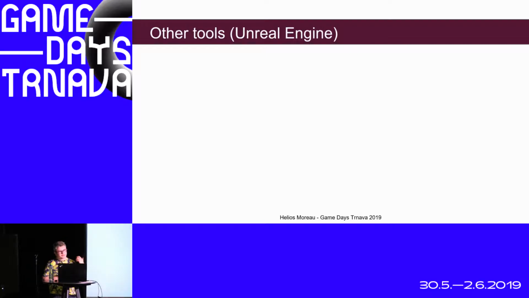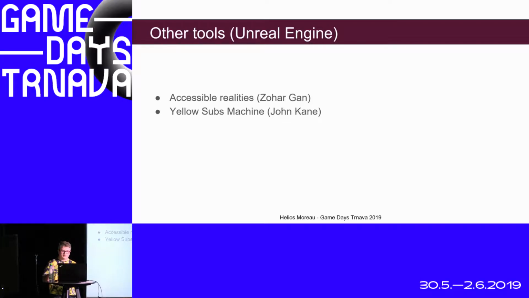I'm going to give you some other examples of tools and plugins now, on Unreal Engine. A lot of people started developing plugins for game engines, actually. To give you some examples, someone developed a plugin to make games accessible for blind and low vision players, called Accessible Realities. There is also a tool called Yellow Subs Machine, which helps developers create proper subtitles for their games.